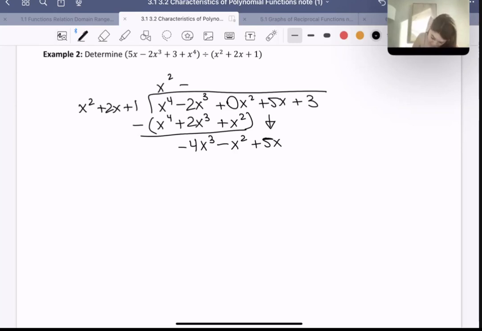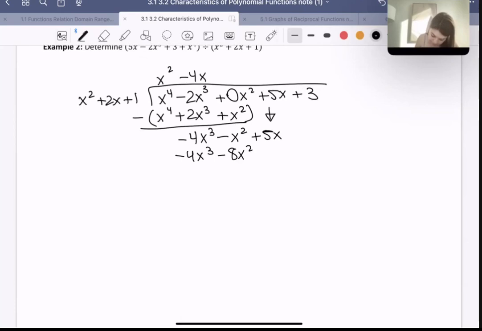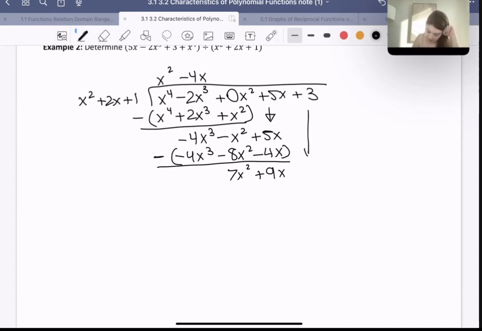Awesome. Okay, next part. How many times does x squared go into negative 4x cubed? Well, that's going to be negative 4x times. And then over here, we're going to get negative 4x cubed as we thought. And then 2x times negative 4x is negative 8x squared. And then 1 times negative 4x is negative 4x. And we're going to subtract those. So negative 4x cubed minus negative 4x cubed is just 0. Negative x squared minus negative 8x squared would be 7x squared. And then 5x minus negative 4x is really 5x plus 4x, which is 9x. And then we bring down the 3.